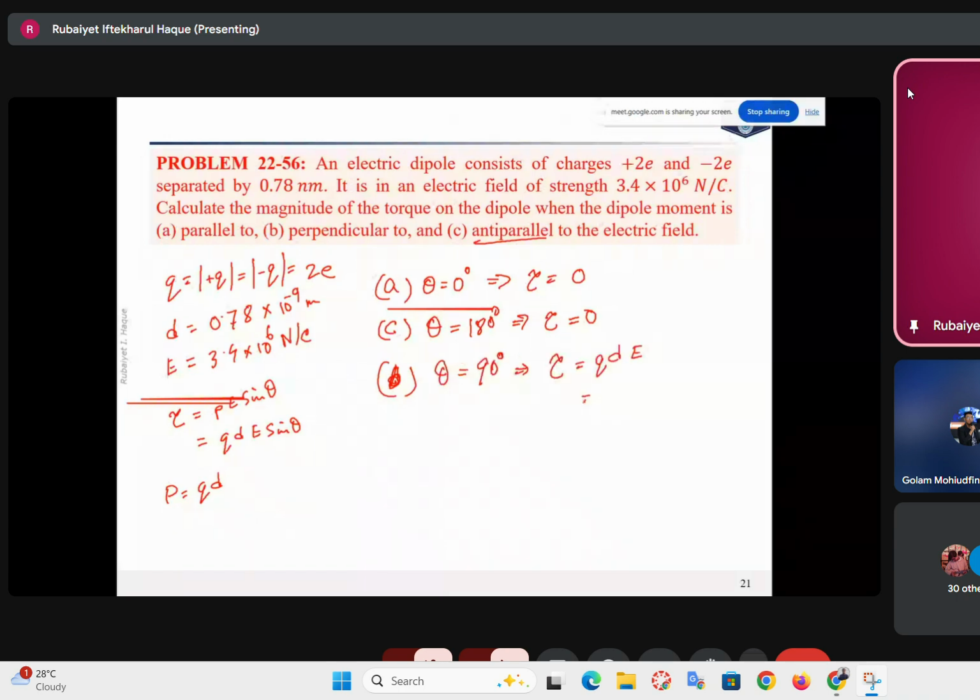0, 8.5 into 10 to the power minus 22, and 0 again. So A, B, C are the results. This way there are some other examples and questions you can solve at home. With that, this chapter is completed fully.